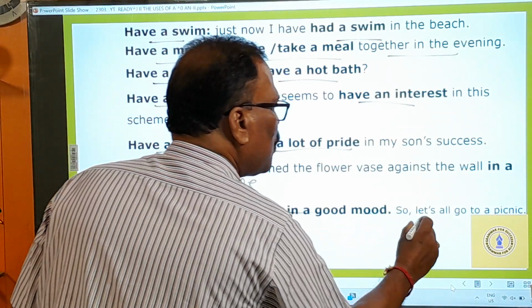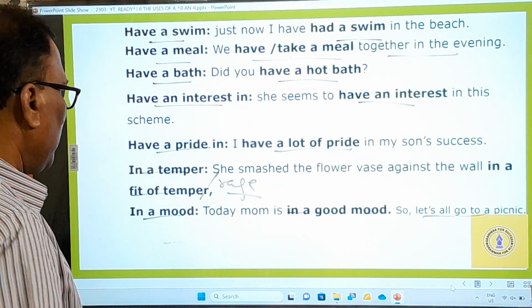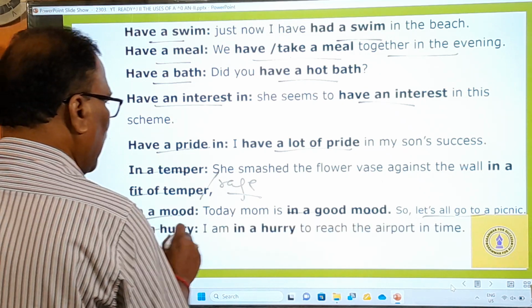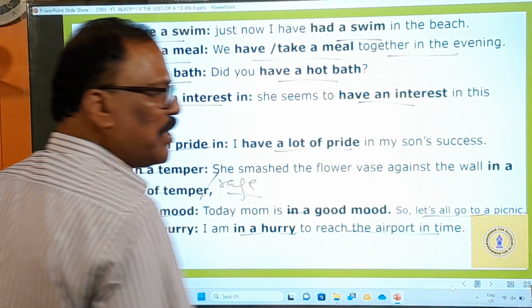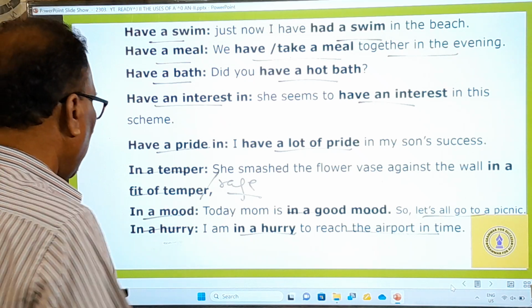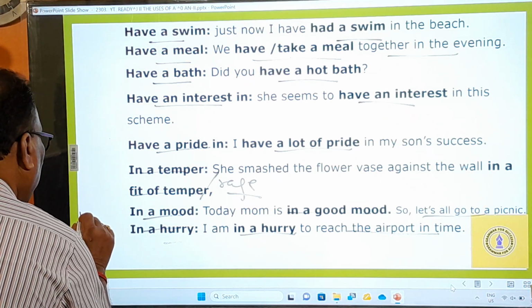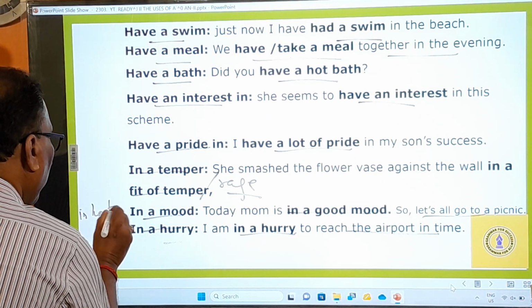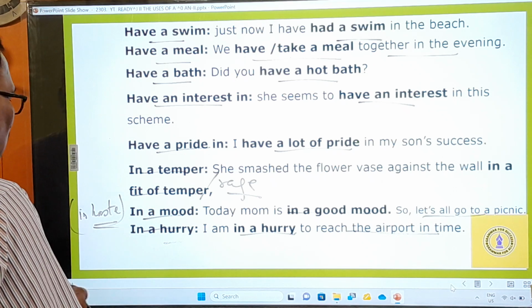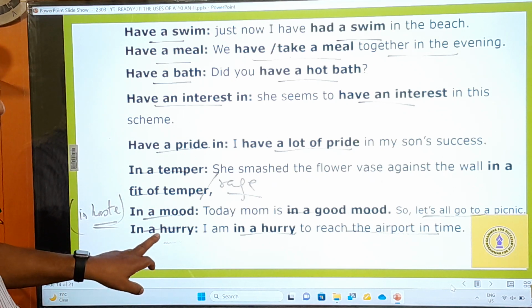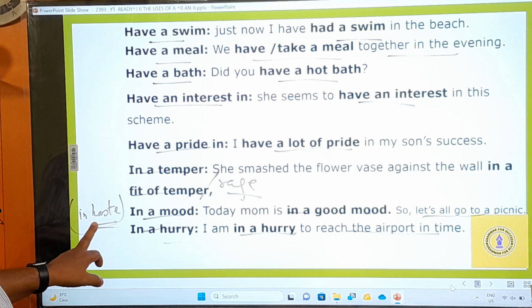Today mom is in a good mood, so let us go to a picnic, something like that. And in a hurry: I'm in a hurry to reach the airport in time. Here another word is there, haste. In haste, sir, in haste. In haste means in a hurry, but in haste, you don't use any article.